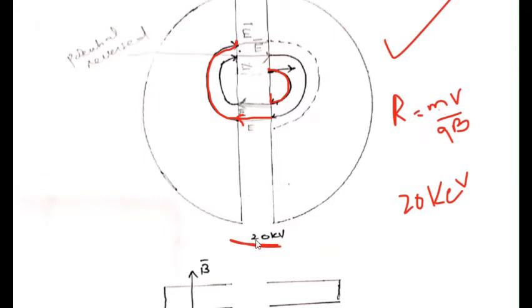Now we have reversed the polarity. The system works in a way that when the particle is over here, it enhances the speed of the particle so that it may gain energy and speed and reach the other D. So when it reaches over here, we reverse the polarity of the potential.